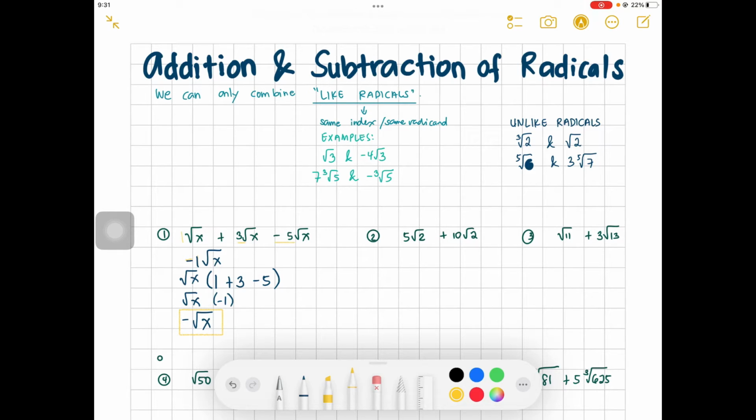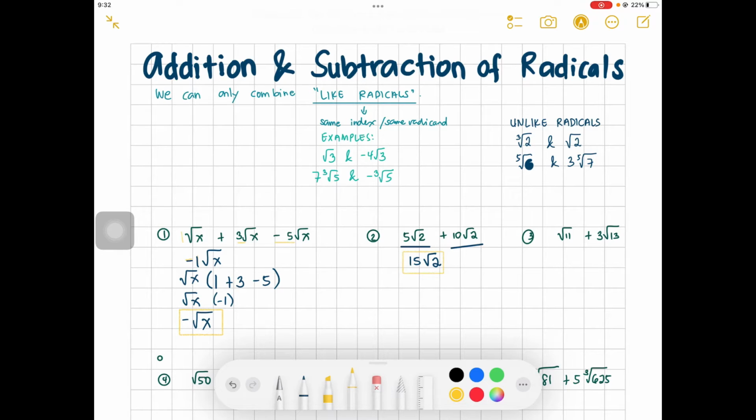Number 2. 5 square root of 2 plus 10 square root of 2. So we just add the numerical coefficients and attach the radical. So we have here 15 square root of 2.